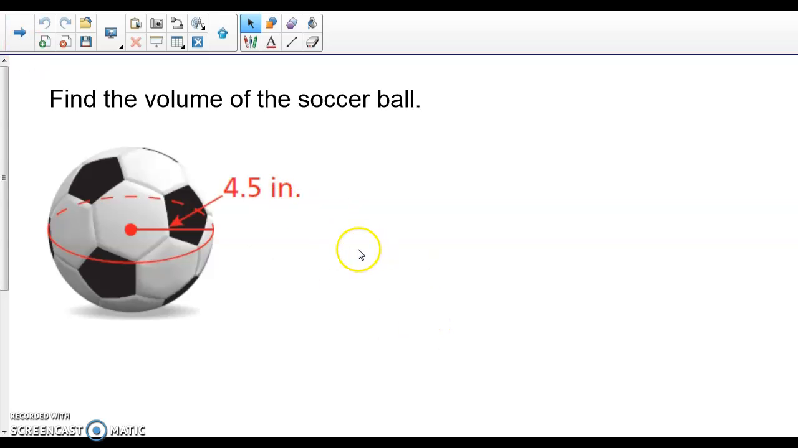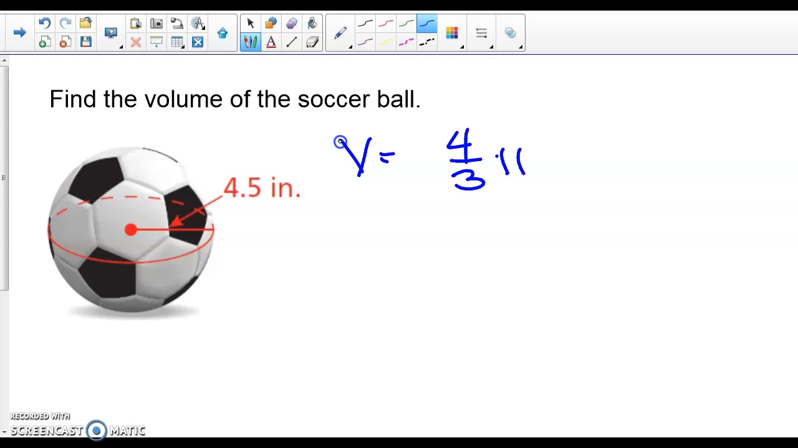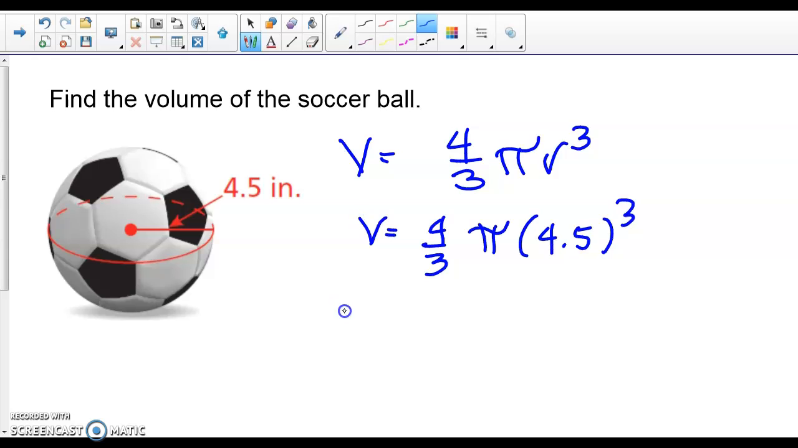Suppose I have here a soccer ball with radius 4.5. So to find the volume, V = 4/3 pi r cubed, and we just substitute the value of the radius, which is 4.5 to the third power. So let's multiply all that information and round off the answer to the nearest tenths.